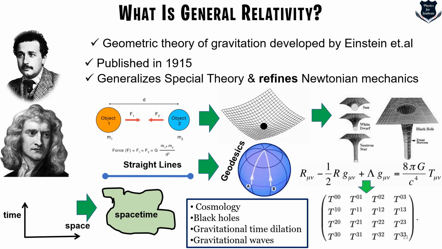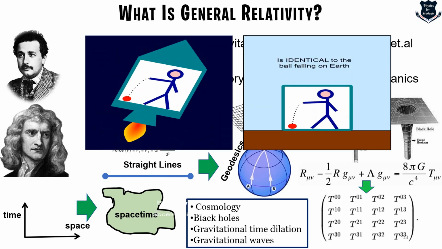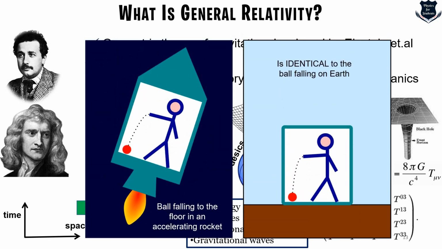Now, after having said that, the most important thing is this. This is an equivalence principle demonstration: the ball falling in an accelerating rocket behaves exactly the same way as the ball falling on Earth. And this led Einstein to the conclusion that gravity is not a force but a curvature.